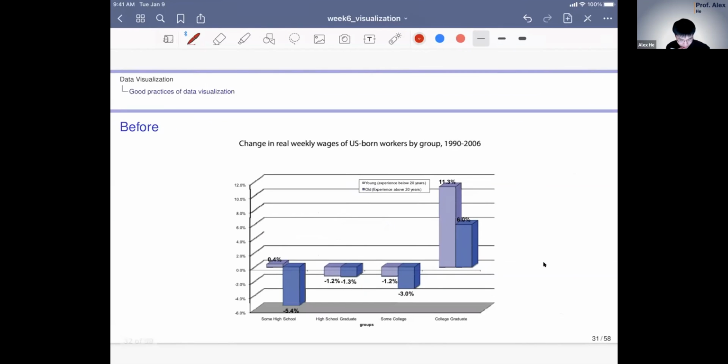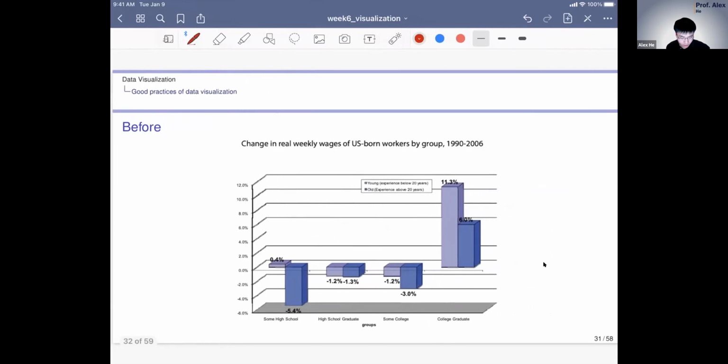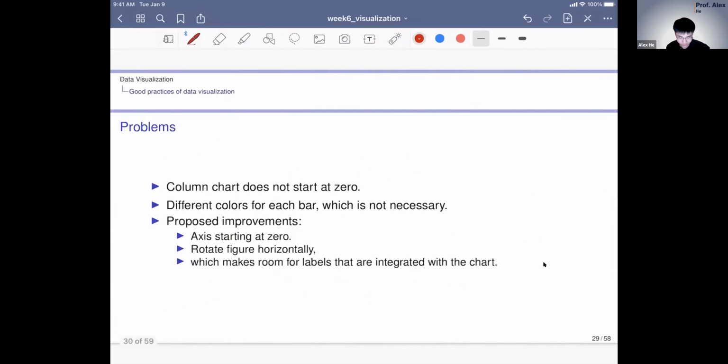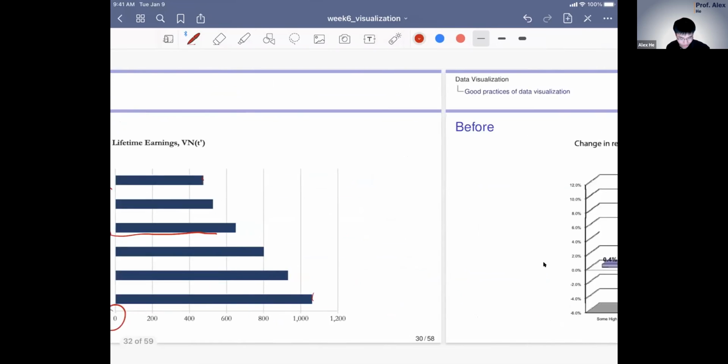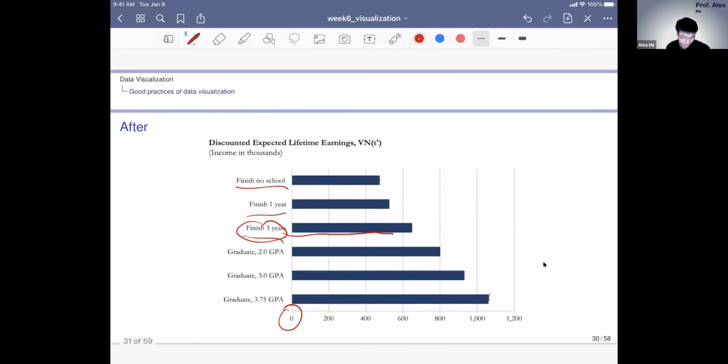All right, so this one, it looks at... By the way, most of these before figures, I think mostly come from Excel, and these after figures are from either R or Python, but I think you can do it in both.